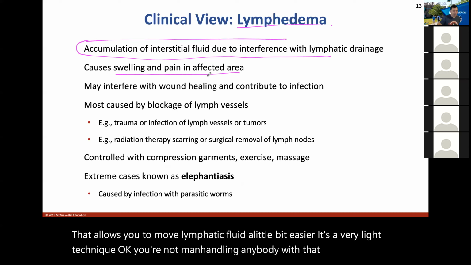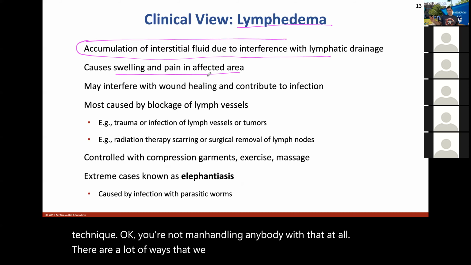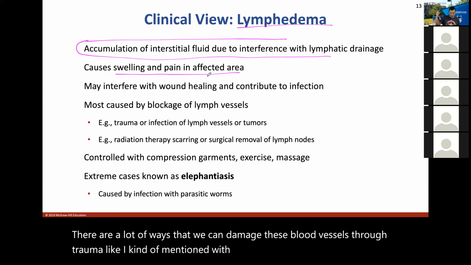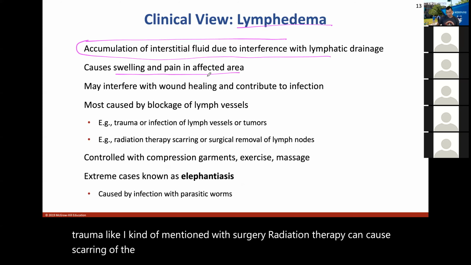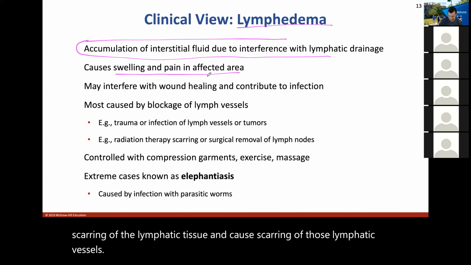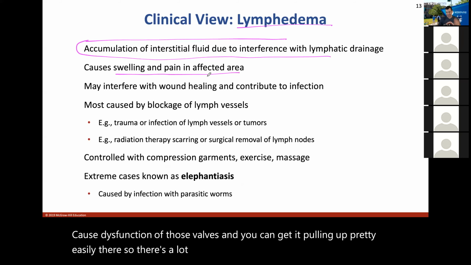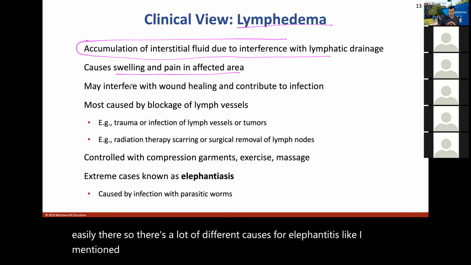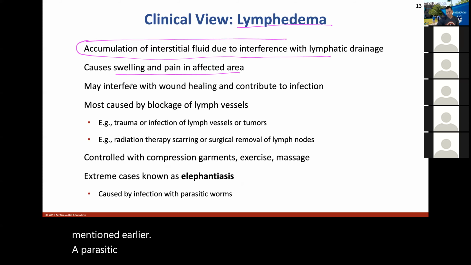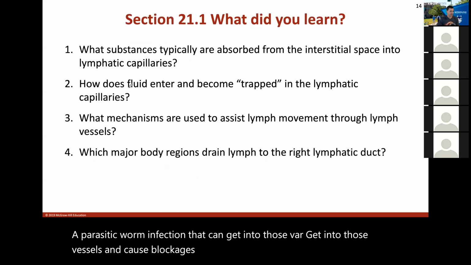There are a lot of ways that we can damage these vessels through trauma, like I mentioned with surgery. Radiation therapy can cause scarring of the lymphatic tissue and those lymphatic vessels, cause dysfunction of those valves, and you can get fluid pooling up pretty easily there. There are a lot of different causes for elephantiasis, like I mentioned earlier, a parasitic worm infection that can get into those vessels and cause blockages as well.